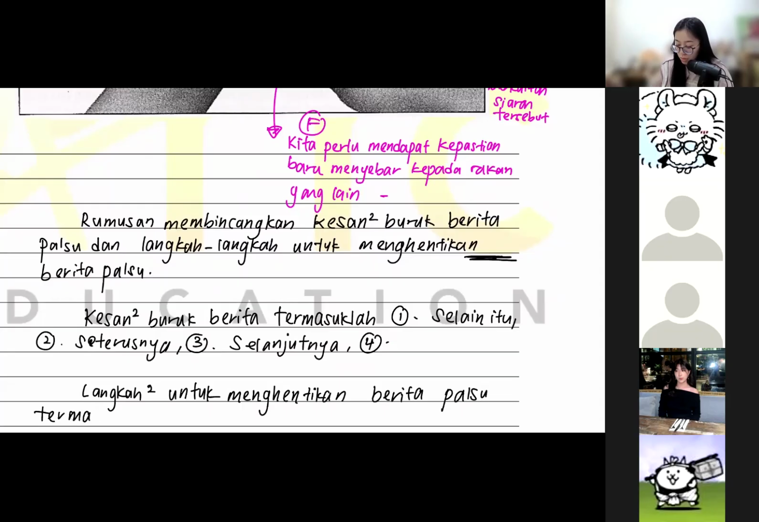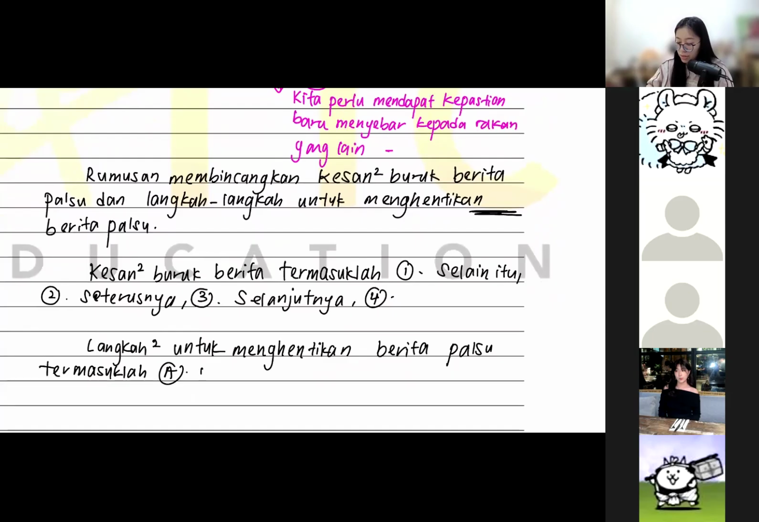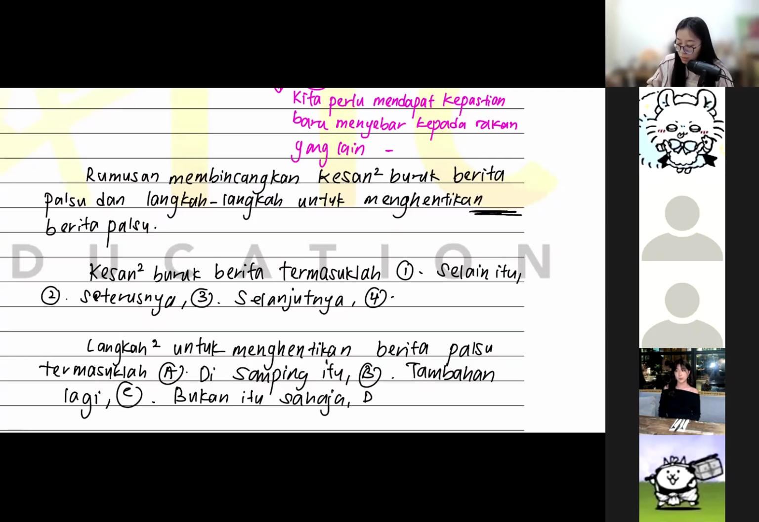Termasuklah number A. And then di samping itu B. And then seterusnya, seterusnya is ready. Just use normal one, tambahan lagi. And then C. And then bukan itu sahaja. So this one 4. This one 4. Total 8.